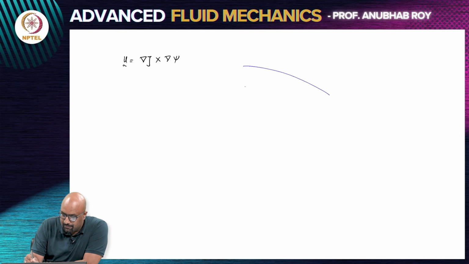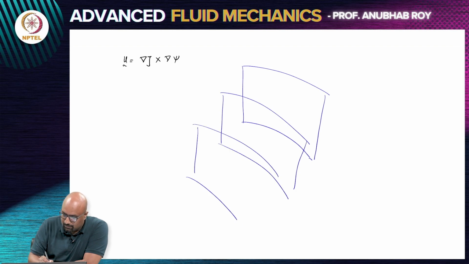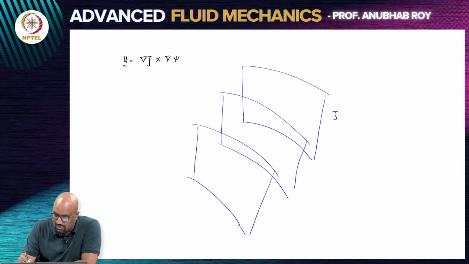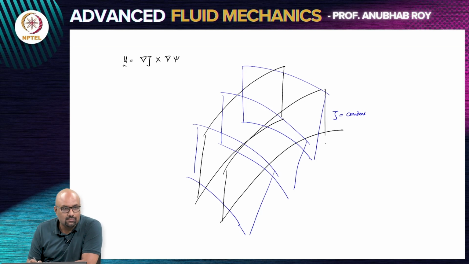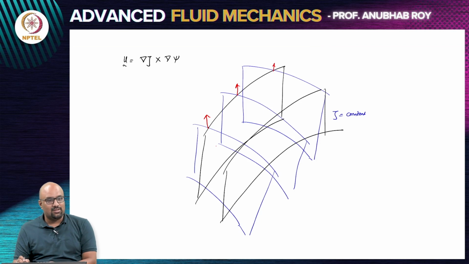So, I will first draw surfaces of constant zeta. Imagine each of these surfaces are surfaces of zeta equals constant. And then I will draw surfaces of constant psi. Streamlines are going to basically be located at the intersection of these two surfaces.